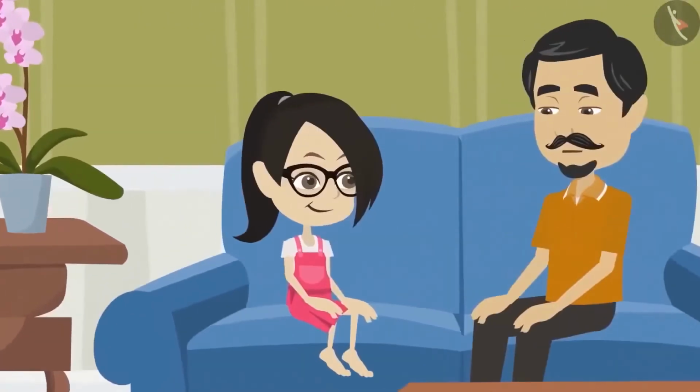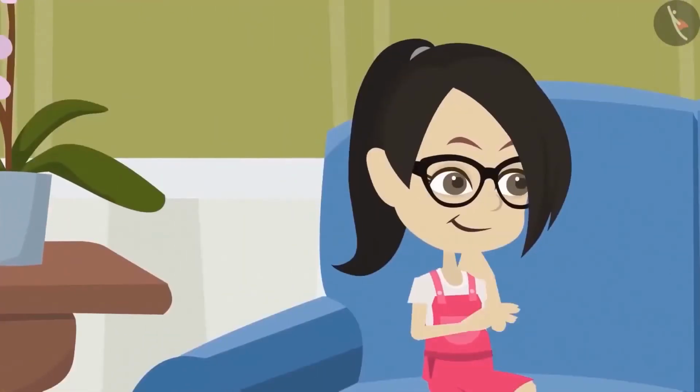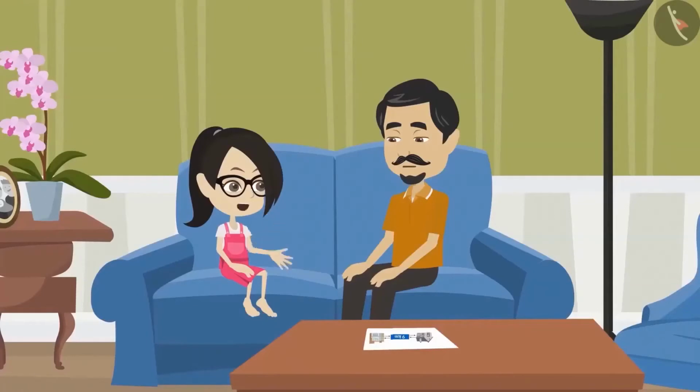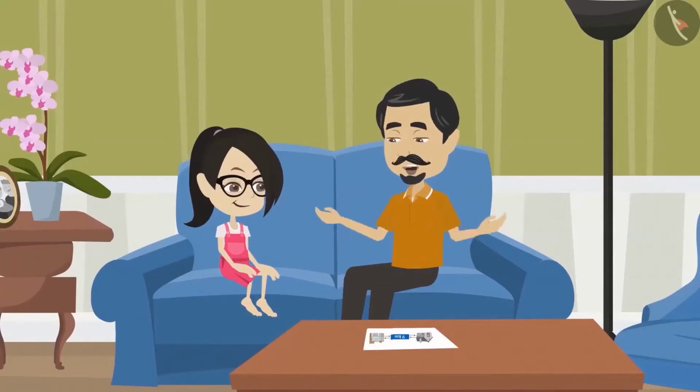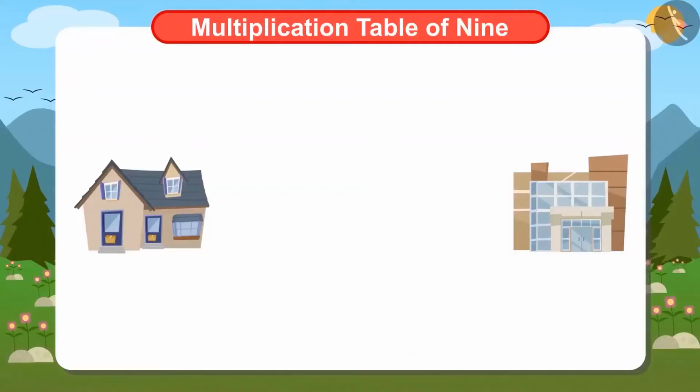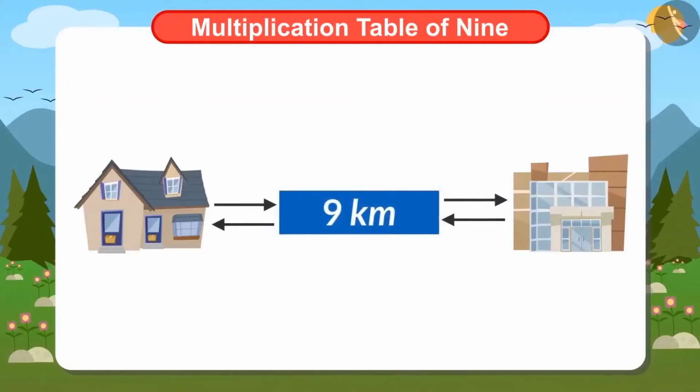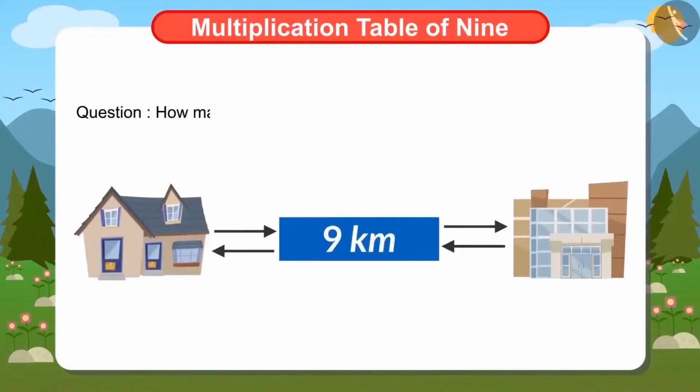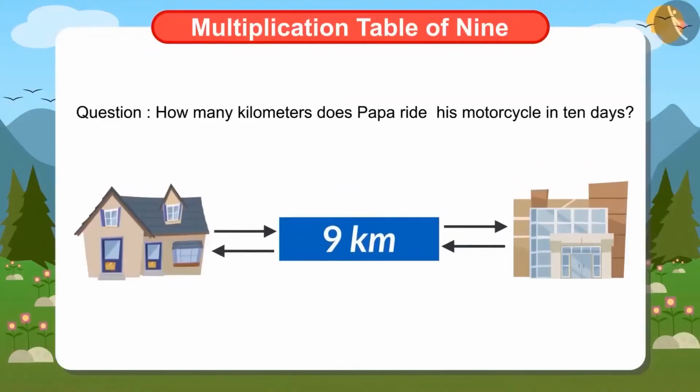Vandana has to ask some questions before calculating. Papa, how many kilometers do you drive in a day? I use my motorcycle only for commuting to and from the office. And I have to ride 9 kilometers on the motorcycle to get to and from the office. Okay, now I can tell you the answer to this question.